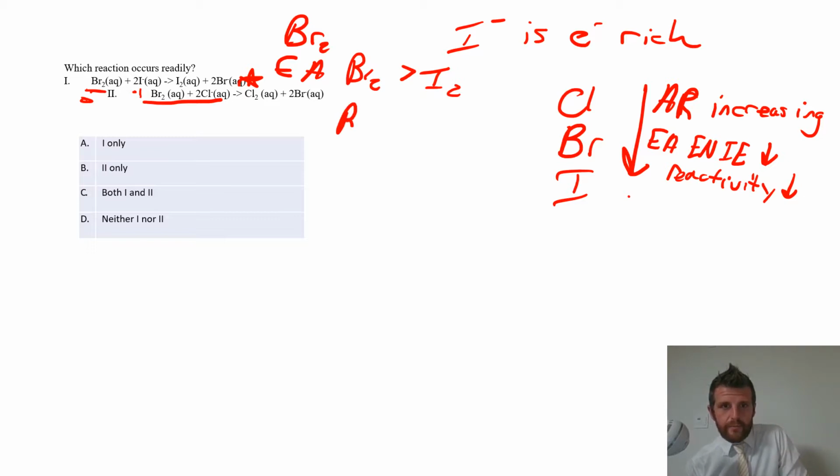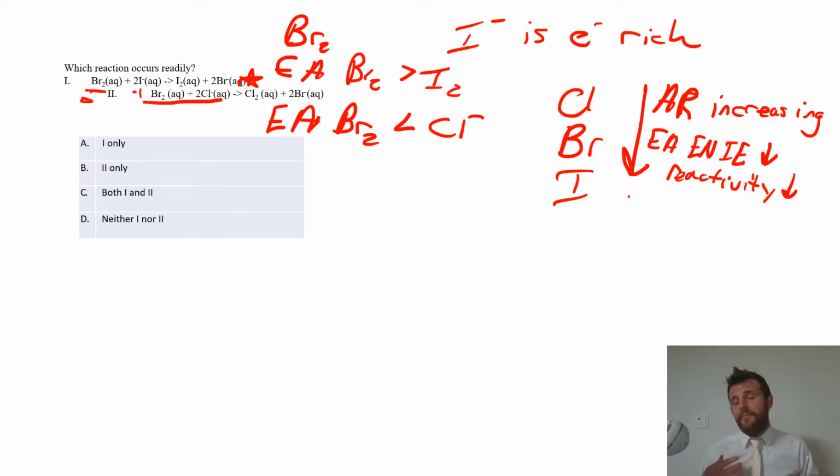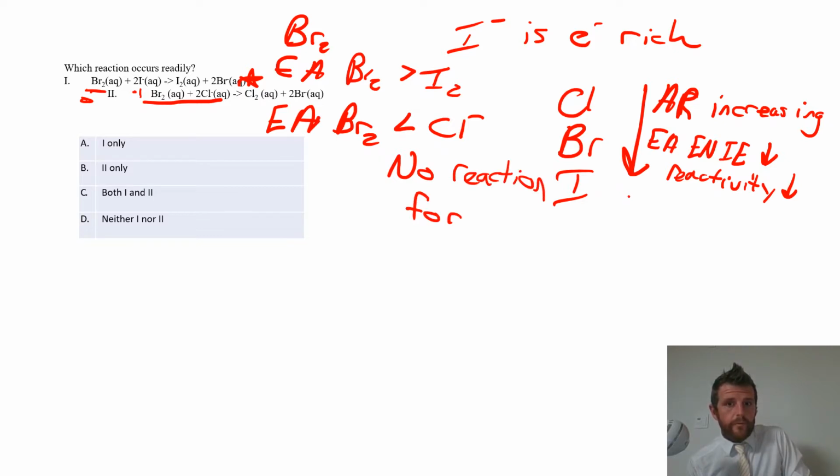And the same thing here, but it's an opposite comparison. So what I have here is Br2, in terms of electron affinity, it's less than Cl-. So in other words, it doesn't have the power to remove the electron from chlorine. Chlorine is going to hold on to that extra electron more tightly with more force because the radius is smaller, which means the nucleus is able to attract that extra valence electron with more force than bromine will be able to. So because of this, we will have no reaction for number 2. So our answer would be only I.